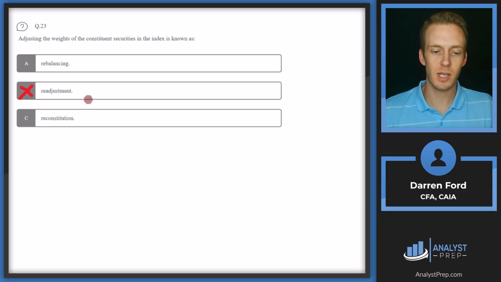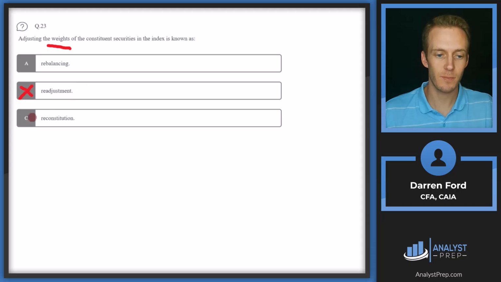And then looking at rebalancing or reconstitution. Reconstitution is the time of the year, or maybe multiple times a year for some indexes, where securities are added or deleted from the index. In this instance, we're not changing the constituents, we're just adjusting the weights of the constituents. So I'm inclined to rule out reconstitution. And then rebalancing is the answer that we're looking for here.